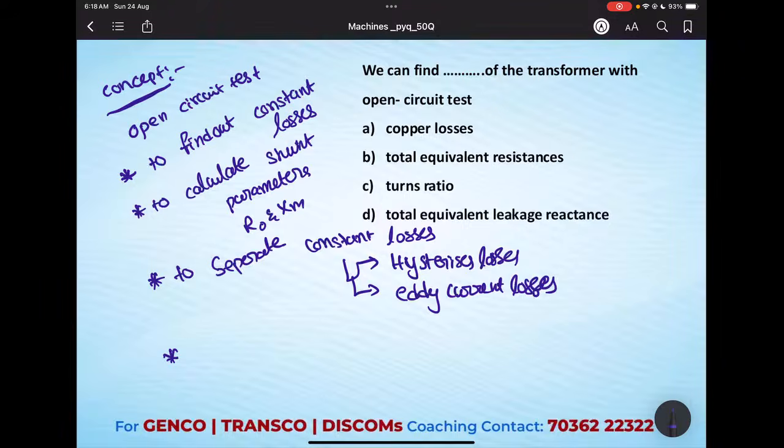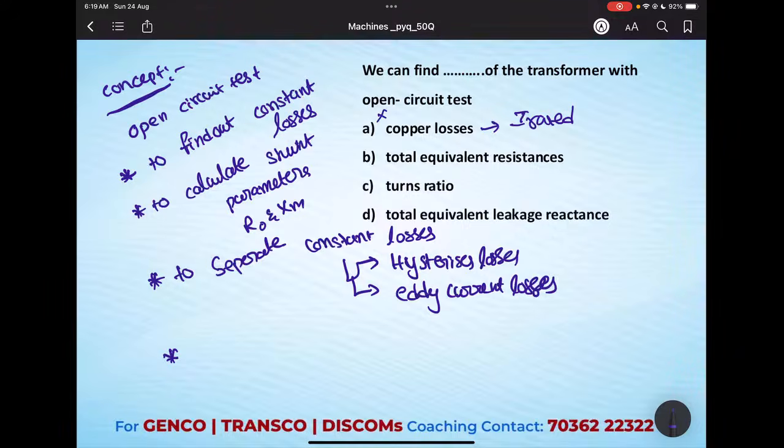So in our theory classes, you might have studied the open circuit test. From the open circuit test, what are we going to get? We can find the constant losses, shunt elements like R naught and X naught, and we can separate the iron losses into hysteresis loss and eddy current losses. Let's check the given options. Copper losses, no. Copper losses need to be calculated at rated current, or full load current. Since we are doing the no load test, we can't calculate copper losses accurately. So this option is not correct.